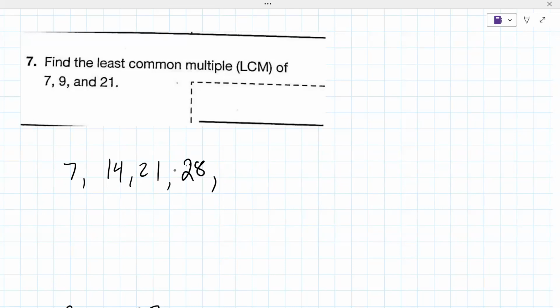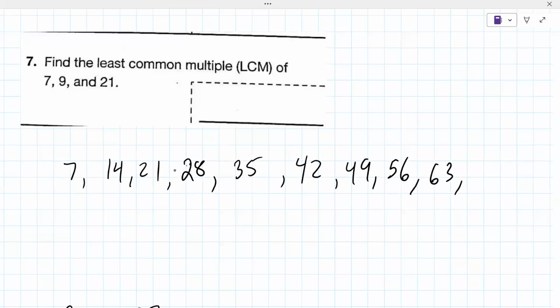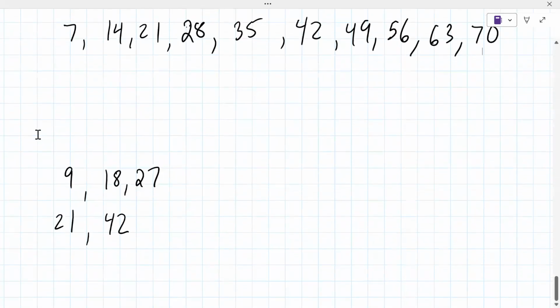35. Okay, and the next one. 42. 49. Okay. 56. Okay, keep going. 63. Okay. 70. All right. 77. That's good. You've gone far enough. Now let's do the one for 9.